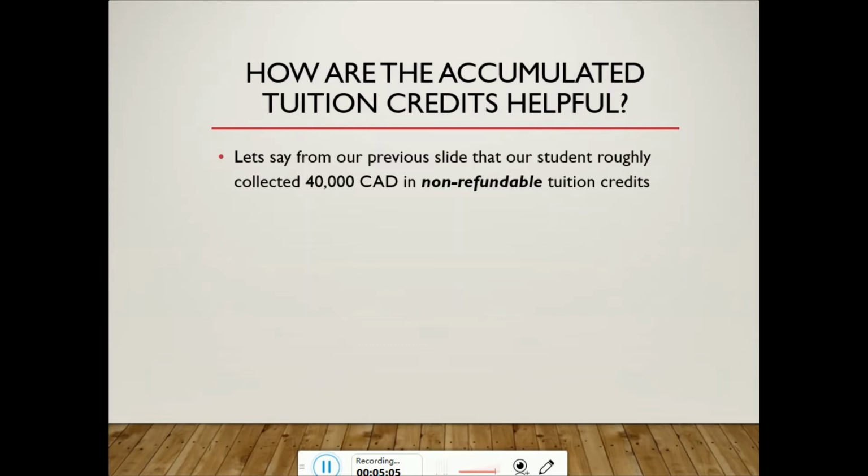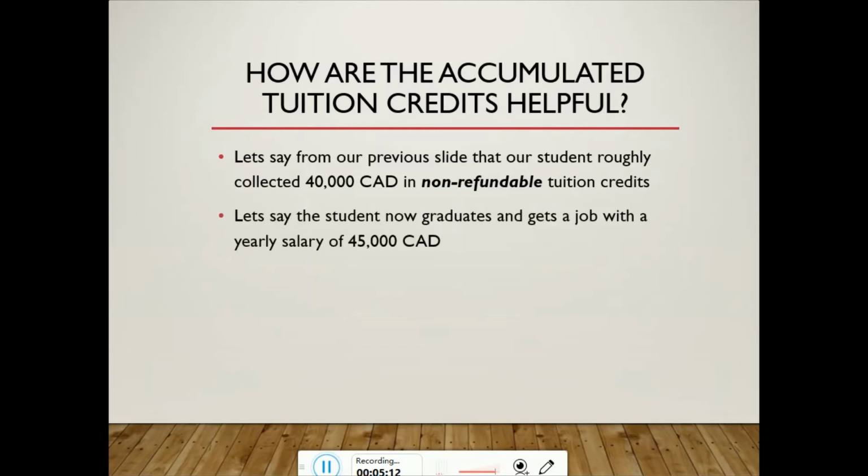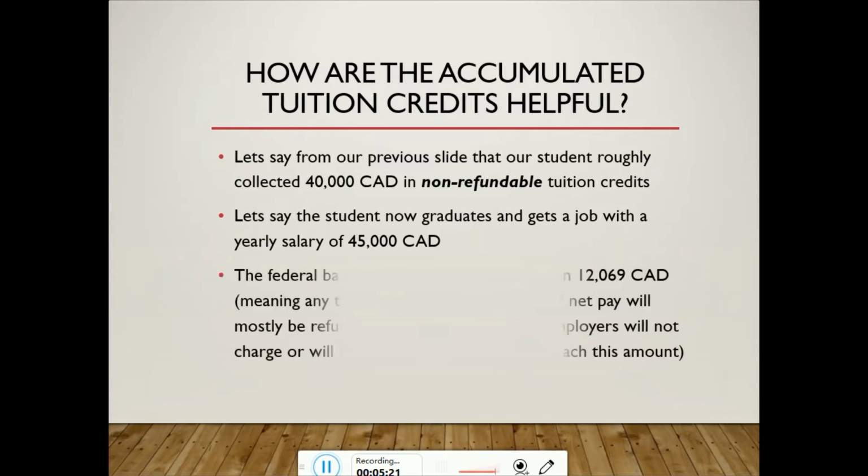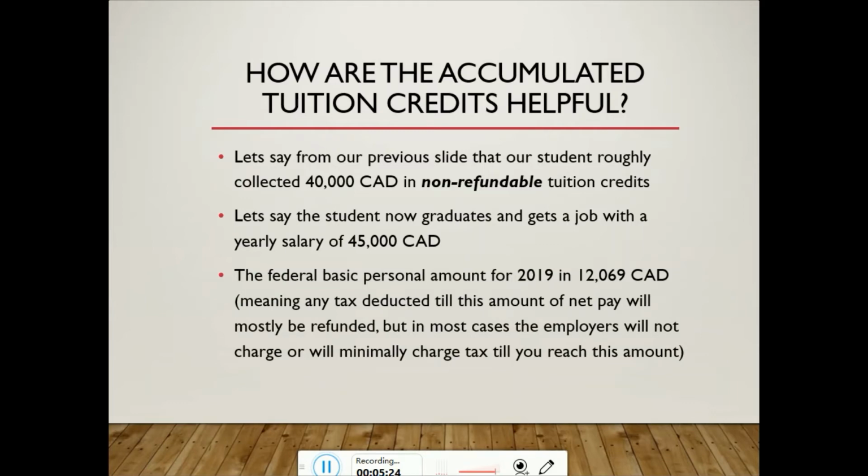So let's say the student collected 40,000 Canadian in 5 years as a non-refundable tuition credit, and now the student graduates, right? And the student gets a job with a yearly salary of 45,000 Canadian dollars. Now, there is one thing which the Canadian government determines: the federal basic personal amount. Since this is 2020, I'll say for 2019 the federal basic personal amount is 12,069 Canadian dollars.